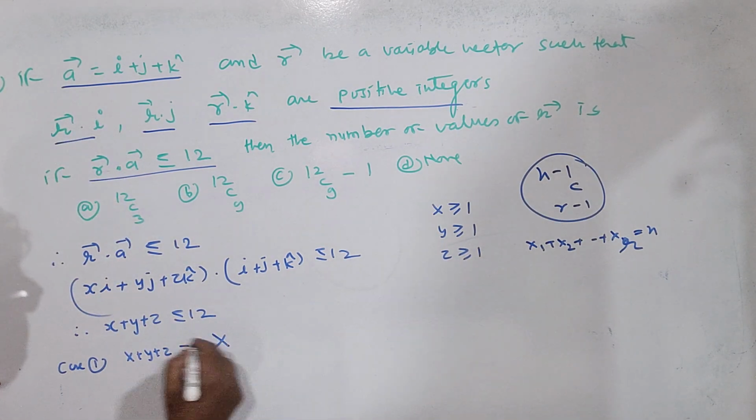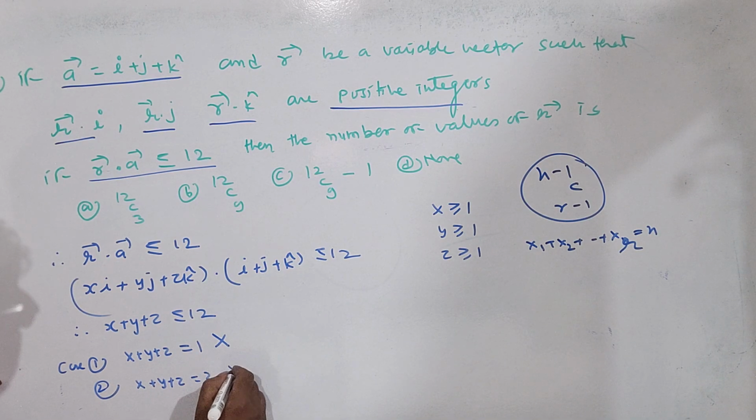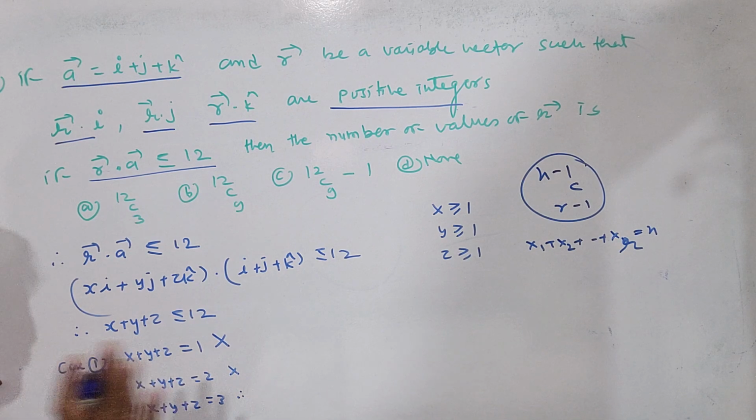So therefore this case is not possible. Similarly, when x plus y plus z equal to 2, this case is also not possible. From here we can think about x plus y plus z equal to 3. Therefore, we are having one solution.